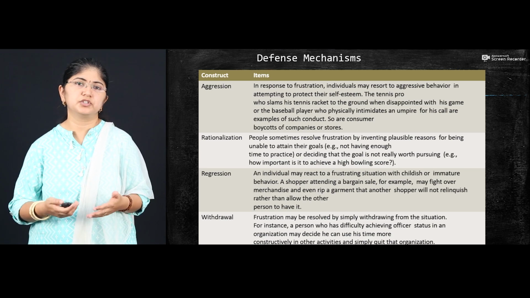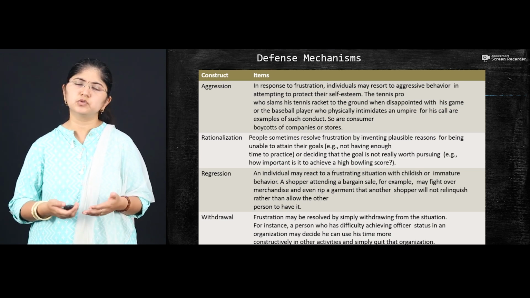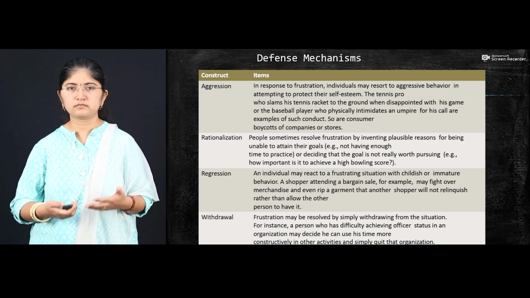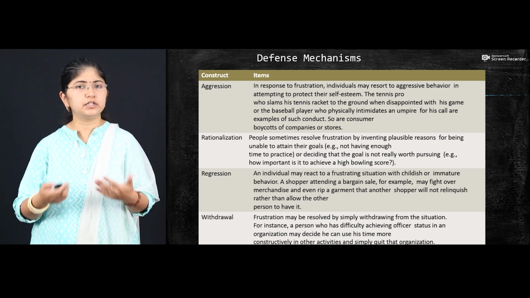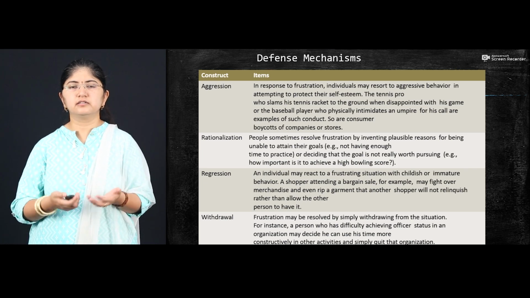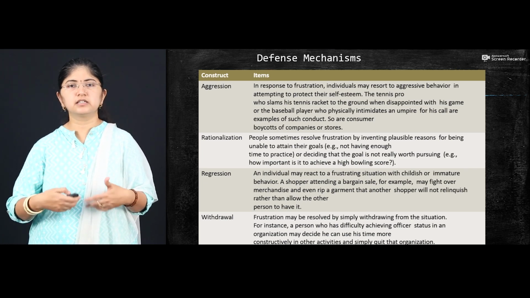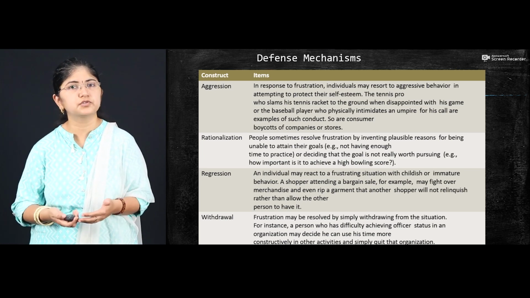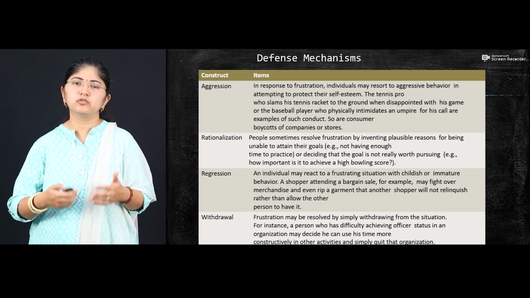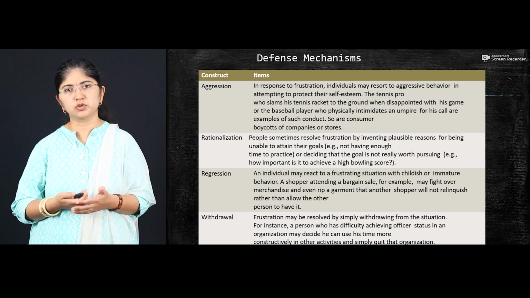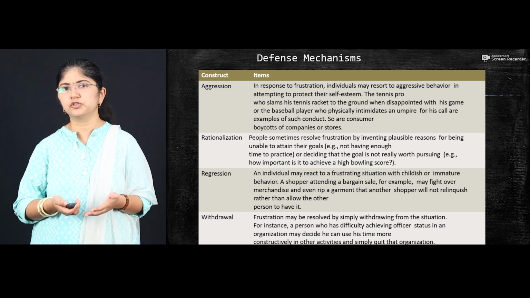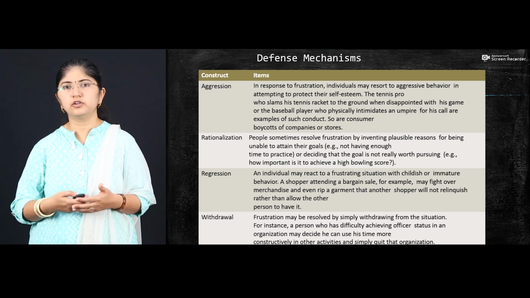Then you have the regression model. At times the customer or an individual behaves in a childish or very immature way. If you see daily routine transactions, when a person engages in bargaining, he acts like a child. Now that's a regression defense mechanism that you opt for to come out of frustration. Again, withdrawal could be a defense mechanism. To come out of the frustration, you withdraw from the situation. An employee, if he fails to achieve a higher cadre job, withdraws from the job. That's again a way of defending against your frustration.